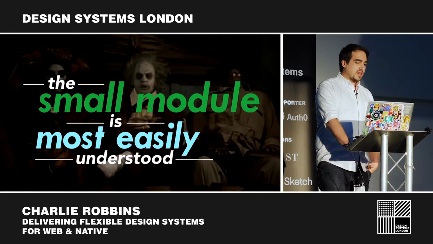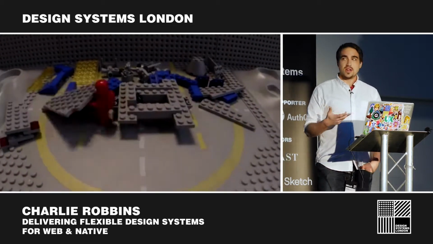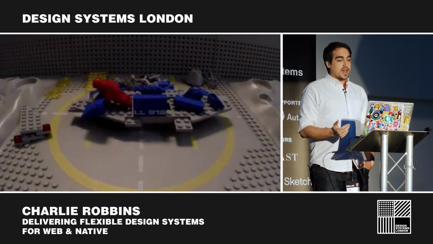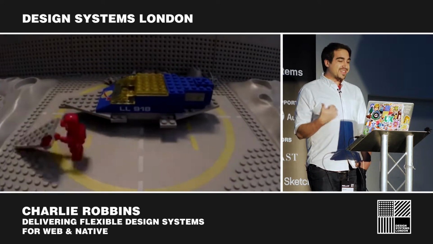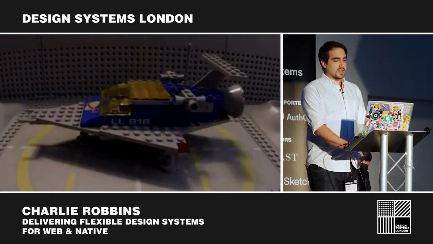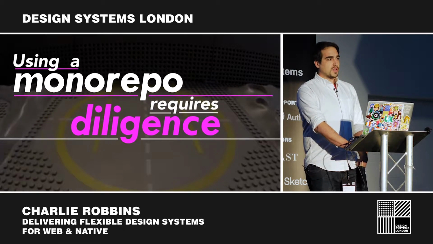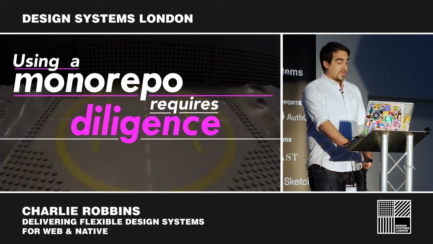And these days, there's a lot of pieces that could be near each other. And if you imagine you're assembling this particular spaceship, and all of those pieces are individual Git repositories, that's going to be a little bit of time. And so there's been a trend towards this thing called a monorepo, which is fine, but it requires a fair amount of diligence.